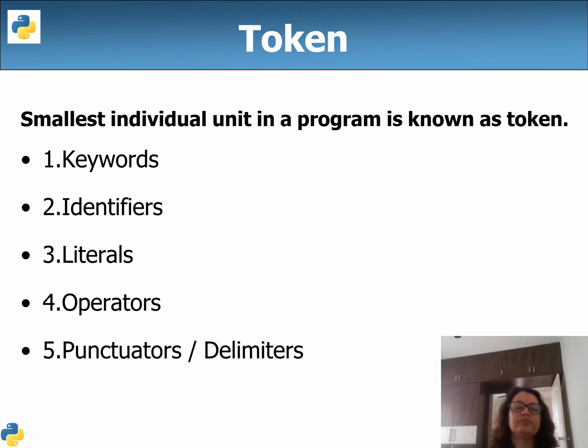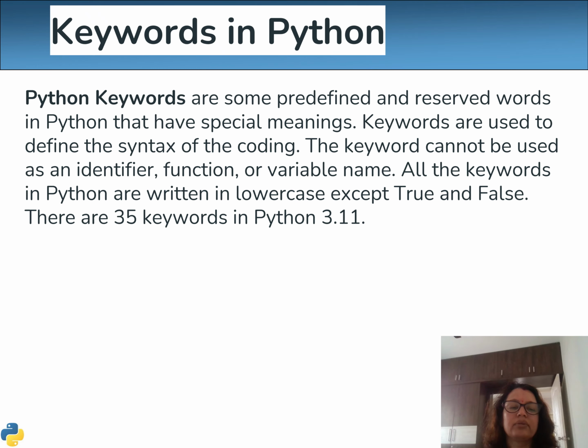Python tokens. What is a Python token, and what are the different types of Python tokens? We'll study this in this topic. So what is a token? The smallest individual unit in a program is known as a token. Different types of tokens: first one is keyword, second is identifiers, third is literals, fourth is operators, fifth is punctuators or delimiters.